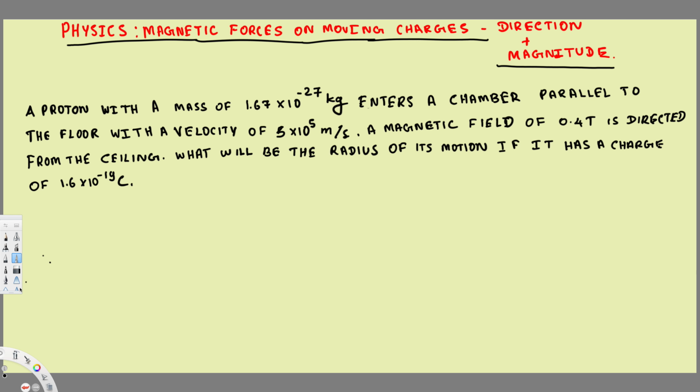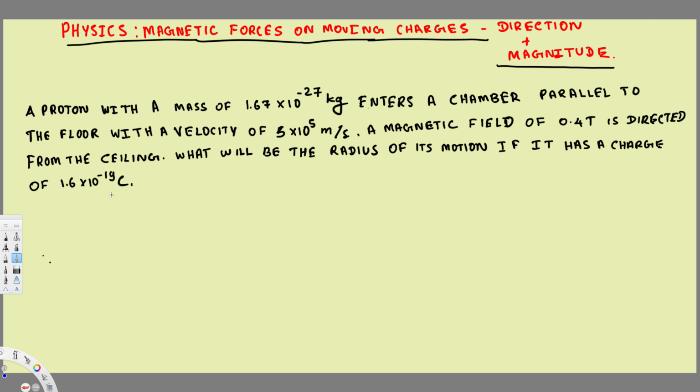Let's do this problem right here. The question is asking: a proton with a mass of 1.67 times 10 to the power of minus 27 kilogram enters a chamber parallel to the floor with a velocity of 5 times 10 to the power of 5 meters per second. A magnetic field of 0.4 Tesla is directed from the ceiling. What will be the radius of its motion, if it has a charge of 1.6 times 10 to the power of minus 19 coulomb? Let's see how we can calculate this one.